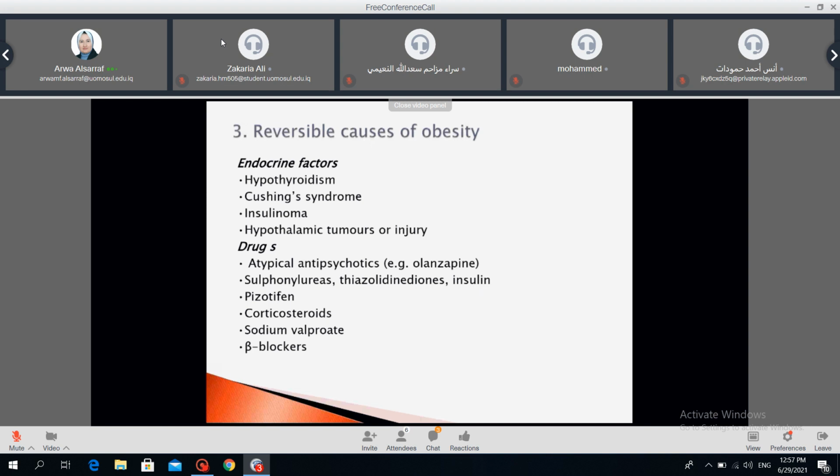There are also some groups of drugs that will increase appetite and increase weight, especially the antipsychotic drugs, the new antipsychotic drugs, also sulfonylurea and thiazolidinedione اللي هي تستعمل in treatment of diabetes and the insulin as well. كلها زي can cause hypoglycemia and increase the feeling of hunger. Benzocaine اللي هو anti-migraine, also steroid therapy in general, and also sodium valproate اللي هو anti-epileptic, and the beta blockers also can cause obesity.